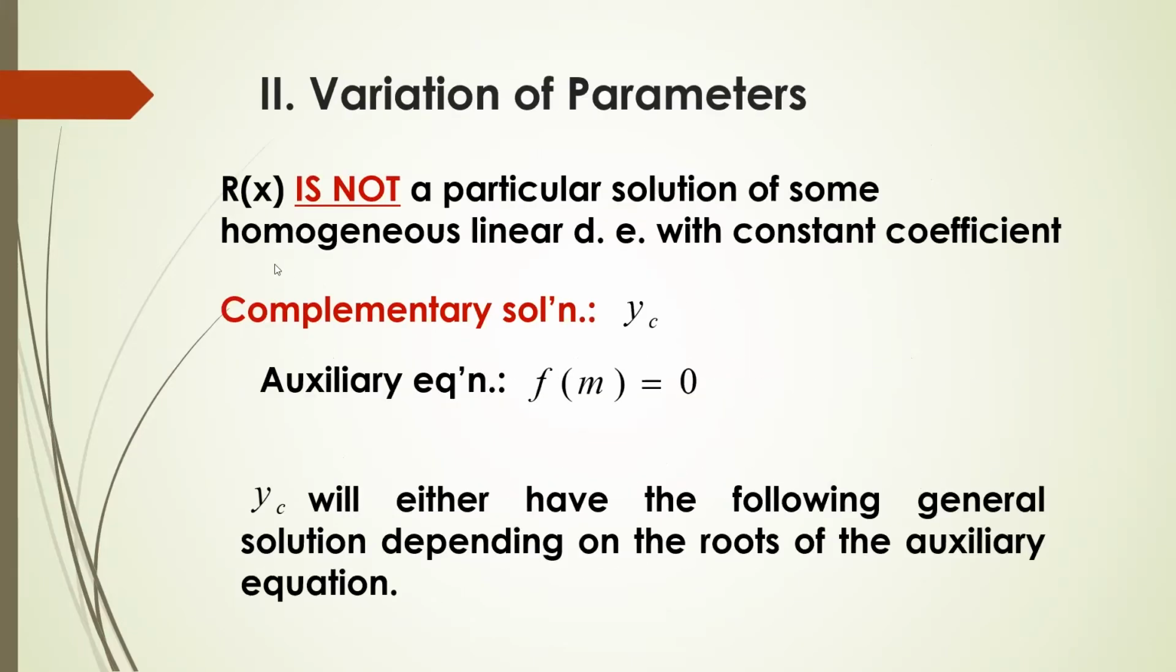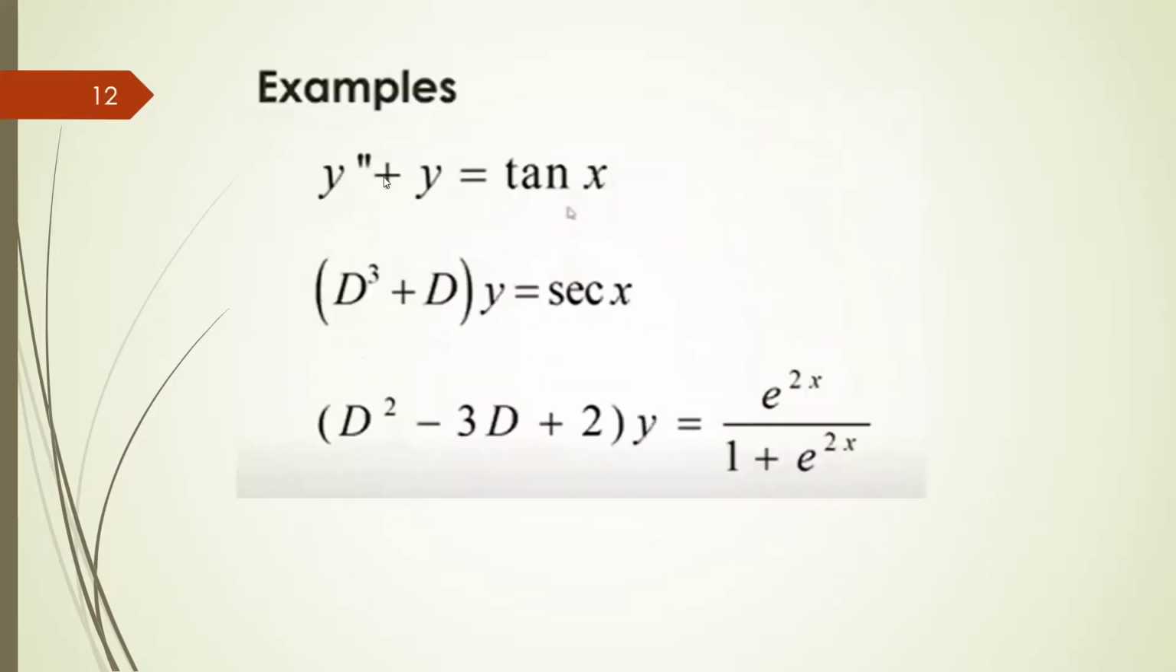Take note that for variation of parameters, how do you know when to apply it? R of x is not a particular solution of some homogeneous linear DE with constant coefficients. Whereas in the method of undetermined coefficients, you know that the R of x is actually a solution of the normal solution where we can derive. Here, let's go to some examples.